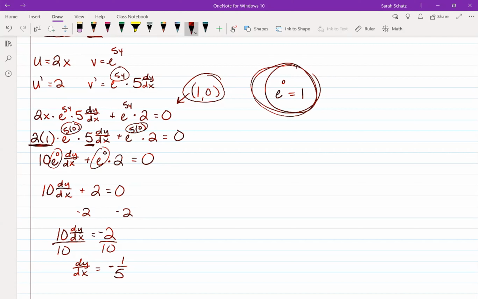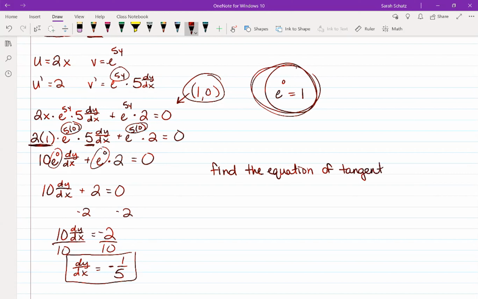So I want to take this one a step further. We found the derivative at (1, 0), or the slope of the tangent line at (1, 0), right? Well, if I have the slope, I might as well go on and find the equation of that line, the tangent line.